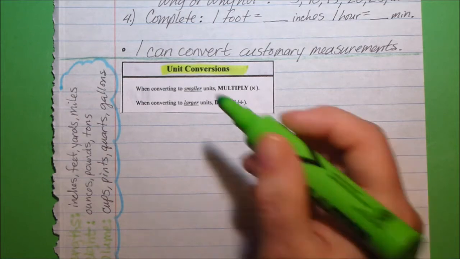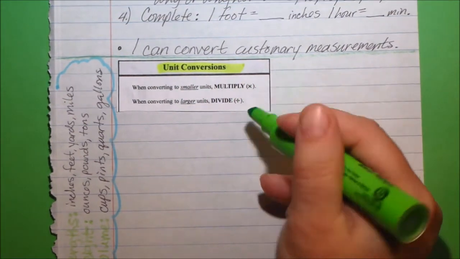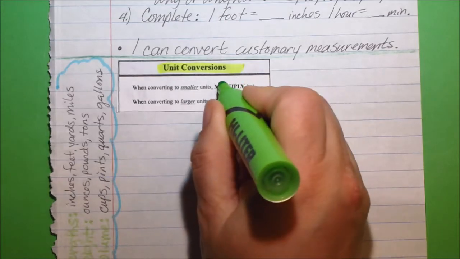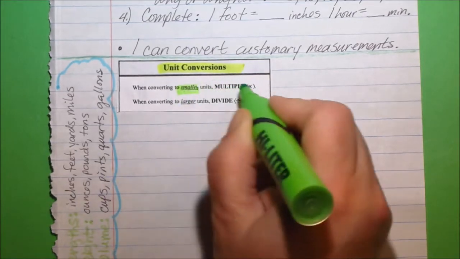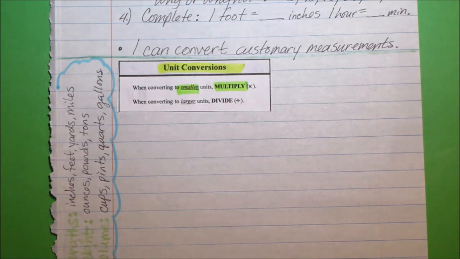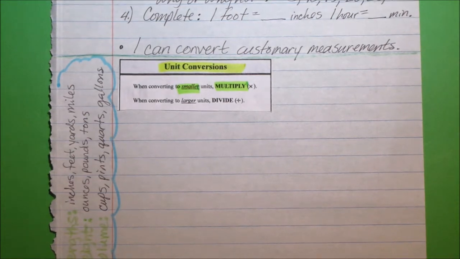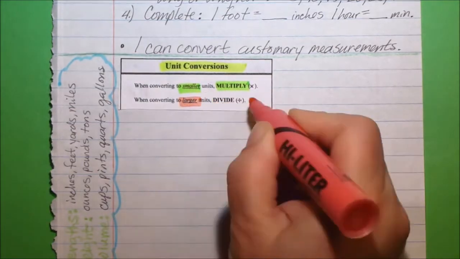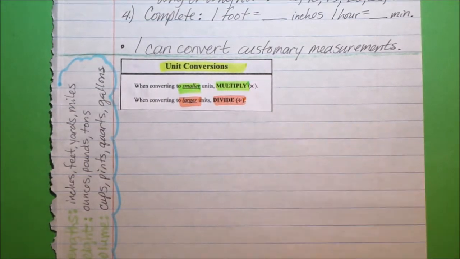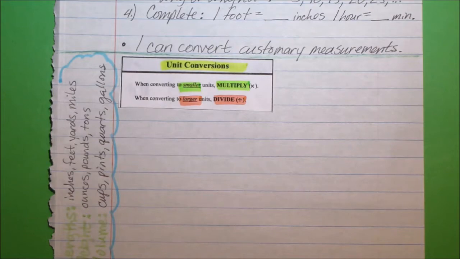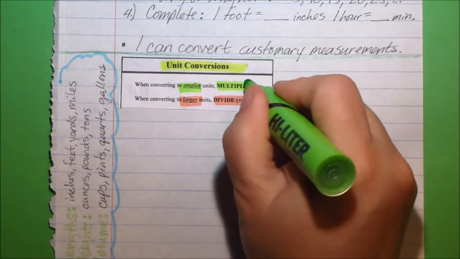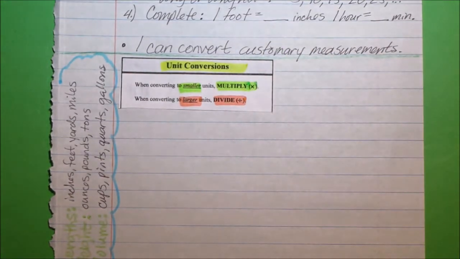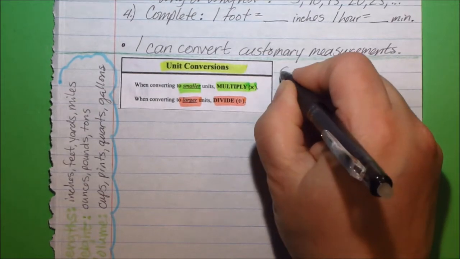So when you're converting to smaller units, that means you're going from larger to smaller, then you multiply. Okay, and when you are converting to larger units, that means from smaller to larger, then you divide. All right, you got to get that in your head, because that's the key to knowing what to do to make the conversion happen. All right, so let me give you some examples on how that looks. So, A.